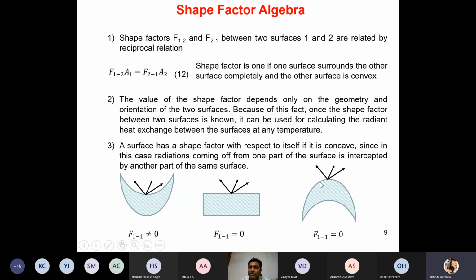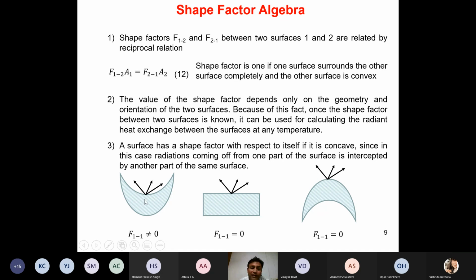But the statement says the shape factor is 1, or non-zero, when one surface completely surrounds the other and the other surface is convex. In the first one you said it's concave. Please come again. See, this third statement is about an individual surface, while the first statement is about two separate surfaces. That is the first difference.